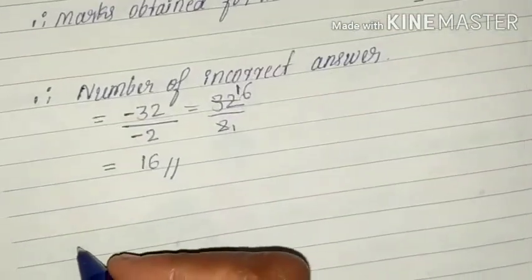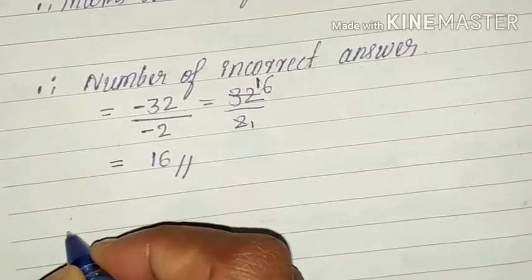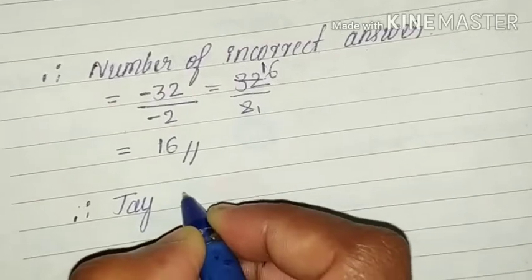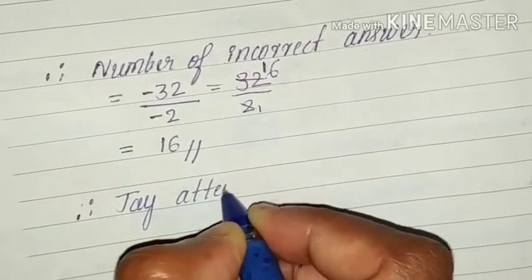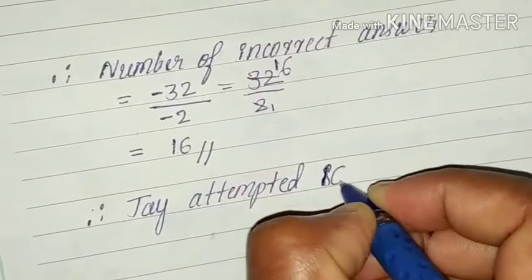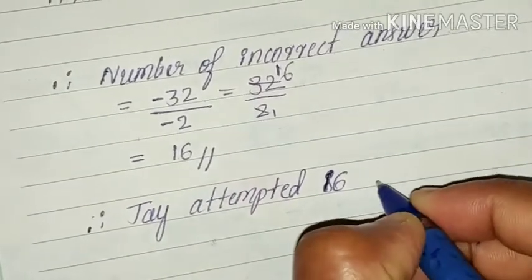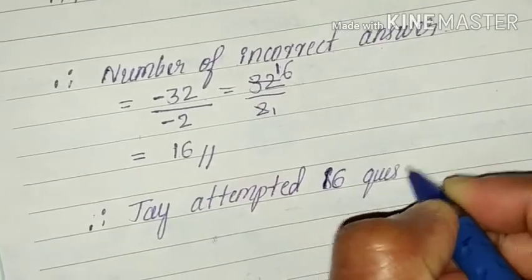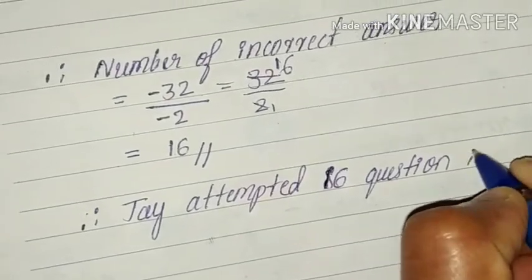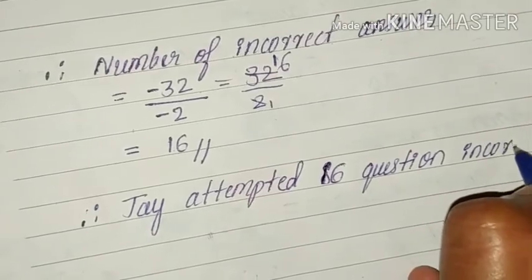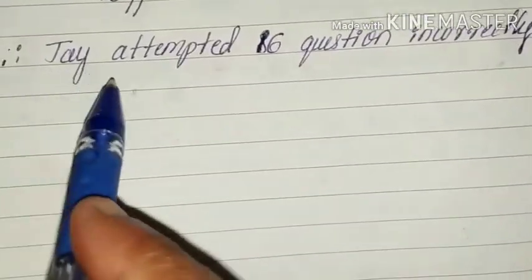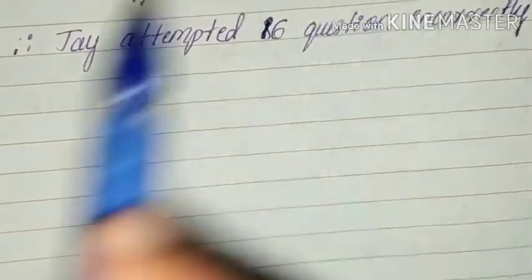Therefore, Jay attempted 16 questions incorrectly. Therefore, Jay attempted 16 questions incorrectly.